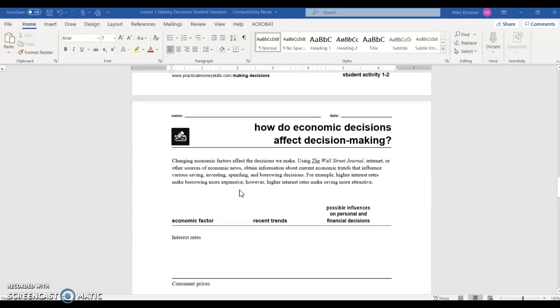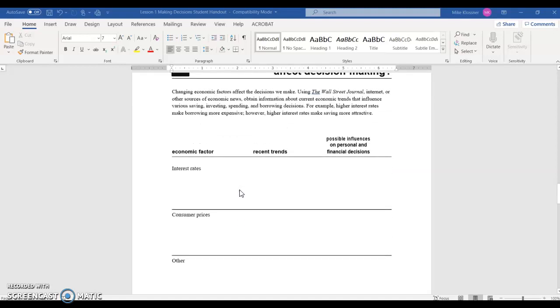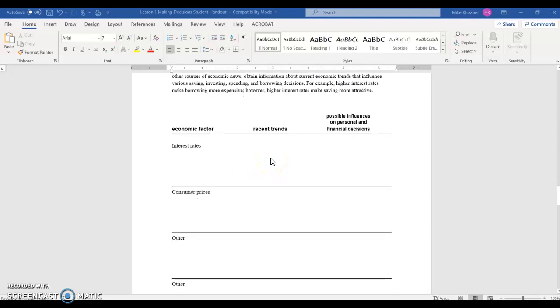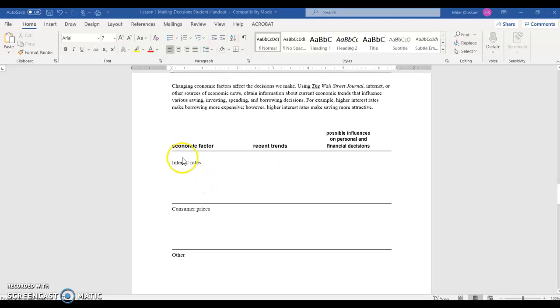All right, for activity 1.3 on this page, what you're going to do is some research online. You're going to find the recent trends for these different economic factors. The first one is interest rates. You're going to look online, search and find the recent trends in the economy of what interest rates are doing, and then you're going to identify some of the possible influences on personal and financial decisions.